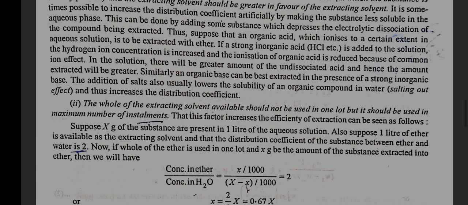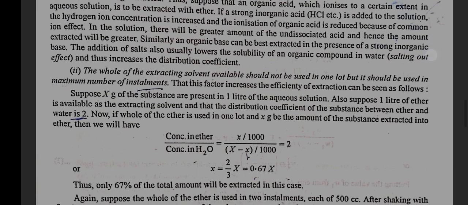Second, the whole of the extracting solvent available should not be used in one lot, but it should be used in maximum number of installments. That this factor increases the efficiency of extractions can be seen as follows. Suppose x gram of the substance are present in 1 liter of the aqueous solution. Also suppose 1 liter of ether is available as an extracting solvent and that the distribution coefficient of the substance between ether and water is 2.